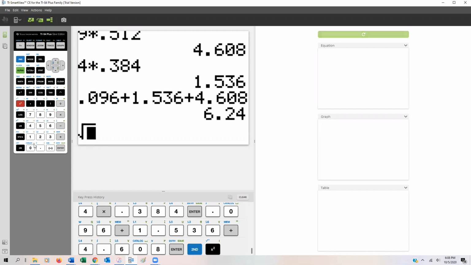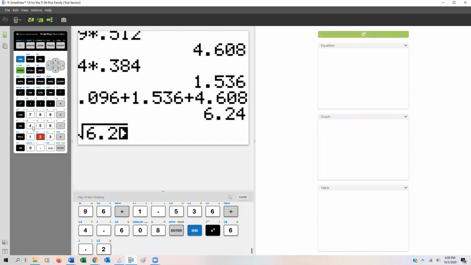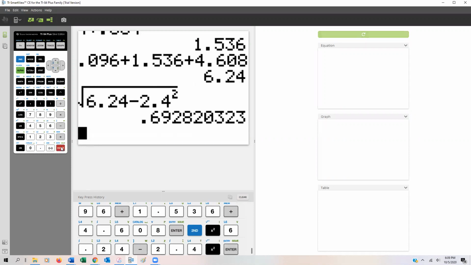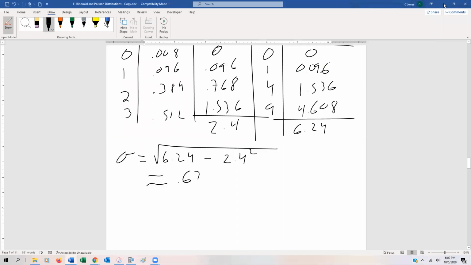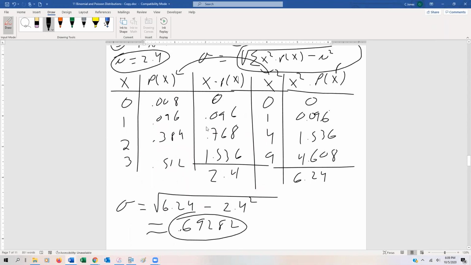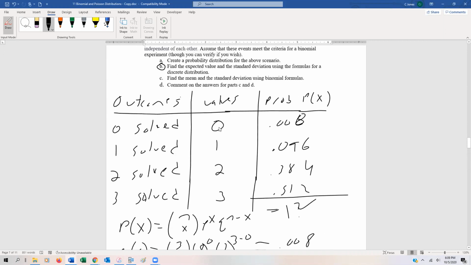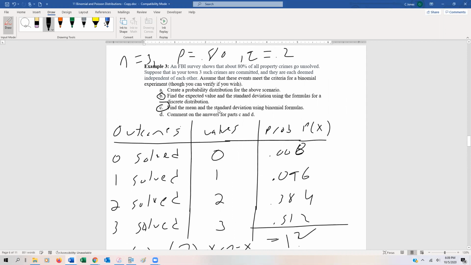Second, square root, and that was 6.24 minus 2.4 squared. It'd be really nice if it was one of those really nice numbers, but I doubt it. 0.6928. All right, so let's just say 0.69282, just because we can. So that was the old way of doing things. It works. All right. Now, for part C, let's find the mean and the standard deviation using the binomial formulas.